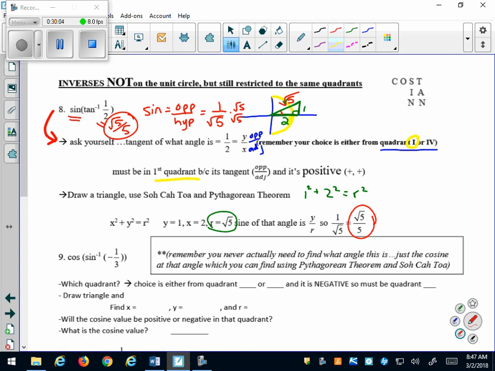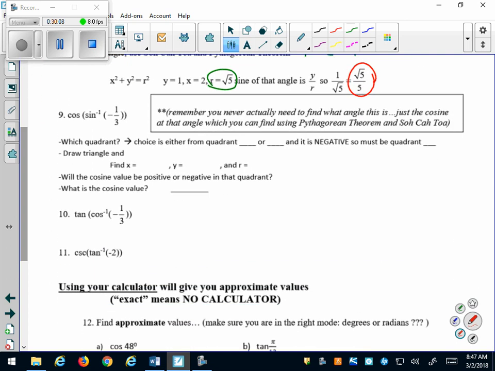Okay. So let's try another one. This box is just a reminder. Remember, you never actually need to know what this angle measure is. That's never a question. You're just figuring out the cosine of the inverse of the sine of that angle. You don't care what the angle is. Not that you care what the cosine of the inverse of the sine of the angle is, but you do if you want the right answer.